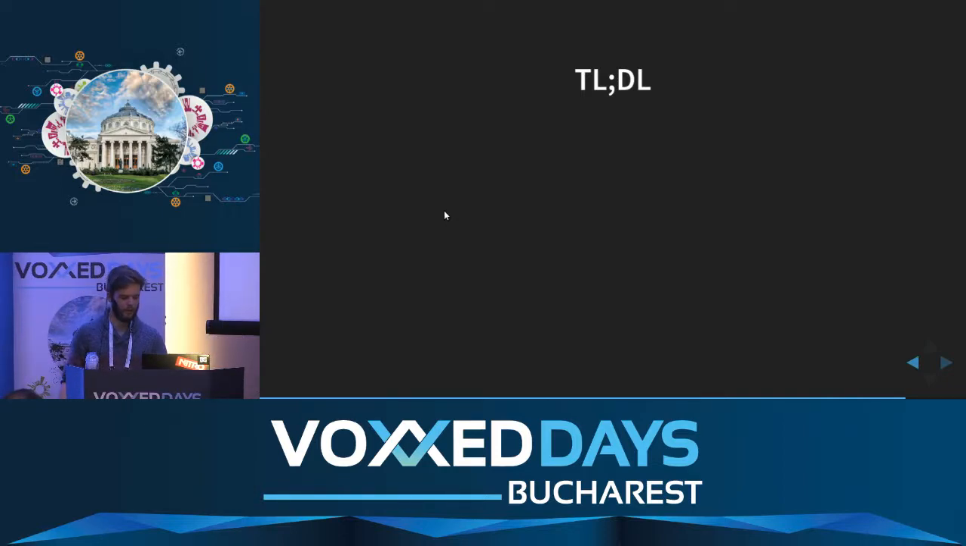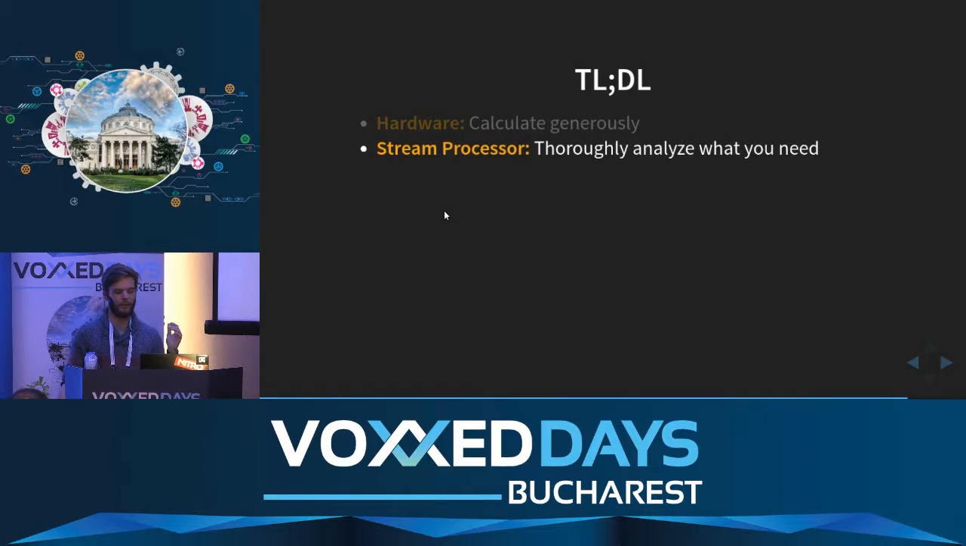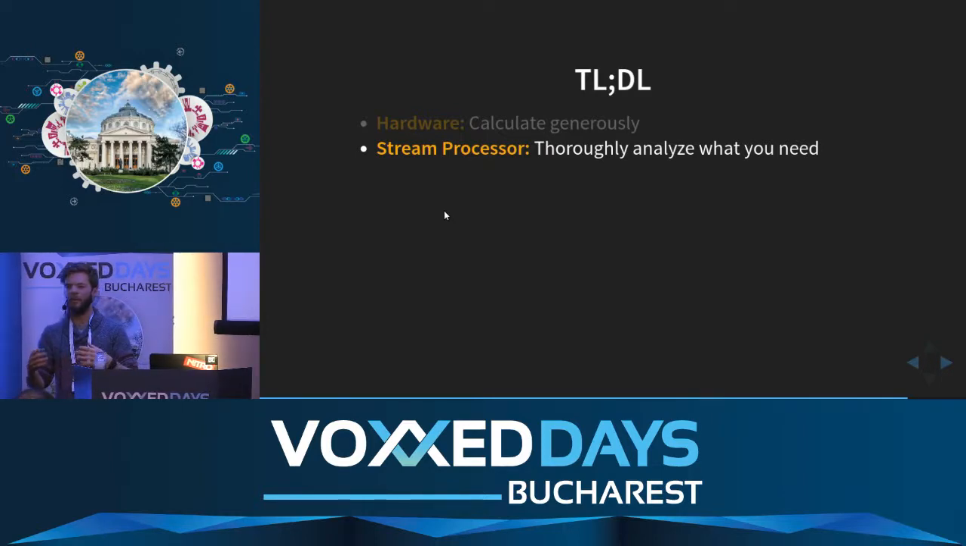So coming to a closing point here, what do you have to consider when you want to build an application like this? TLDR means too long, didn't listen. Hardware, you want to calculate generously, think about all these scenarios, load peaks, whatnot. Your stream processor, you should analyze really what you need. Take some time, do some proofs of concept. Which features are really those that you need? Do you need exactly once? Is at least once okay? What kind of algorithms do you want to run on this? So take your time on really thinking about which one of these is best for your case.